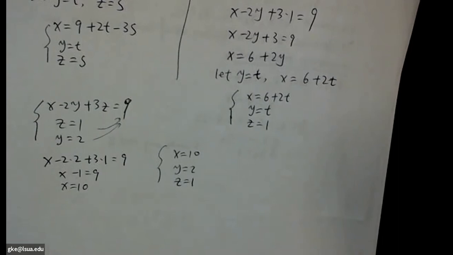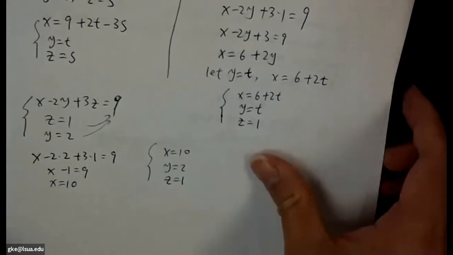Okay. So if it's not a unique solution, you can use a parameter like t or s, right? And that means you have infinitely many solutions. We can call it a parametric representation to express the solution.